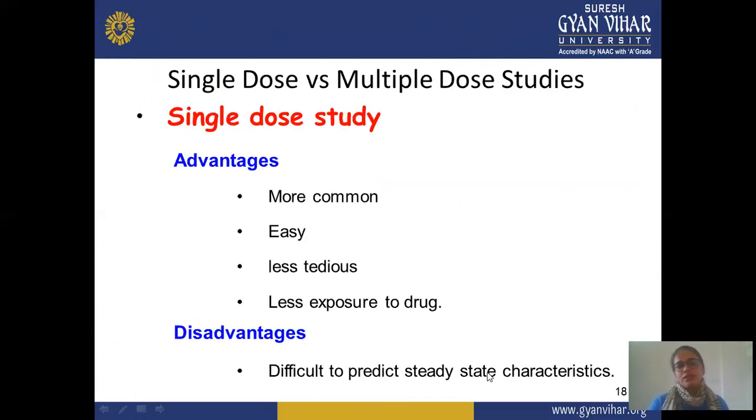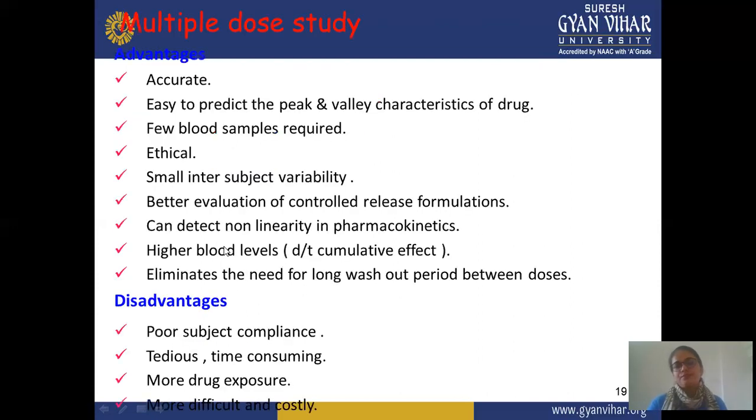Next is single dose versus multiple dose study. First, you should know what a single dose study is. A single dose study is more common, easy, less tedious, and involves less exposure to the drug. You take only a single dose and start the study. It is common and easy because you don't take any other drug, and it takes less time, with less exposure to the drug. Next are the disadvantages: it is difficult to predict steady state characteristics. Means you may not check them, or it may show certain errors when you check the steady state characteristics.